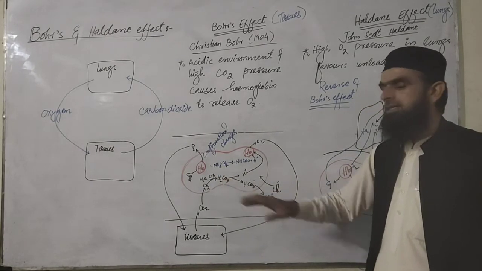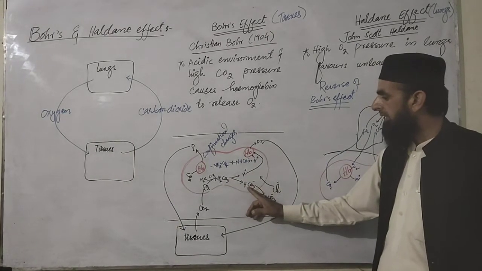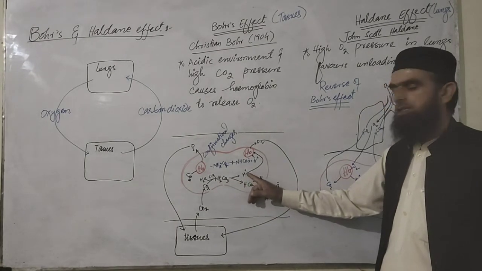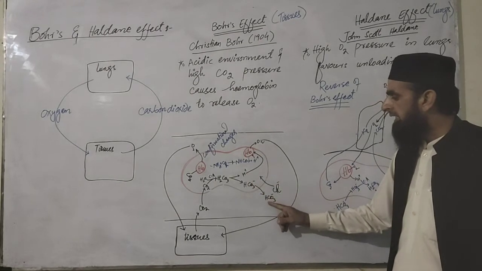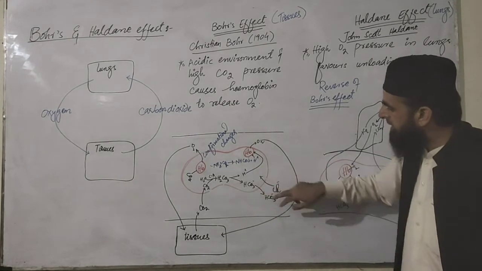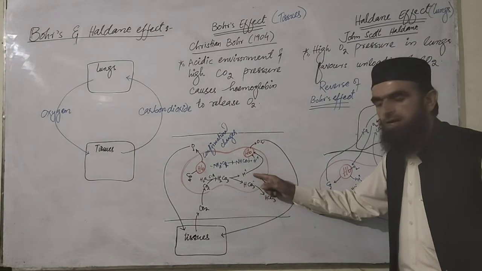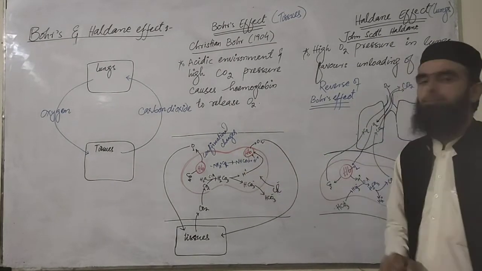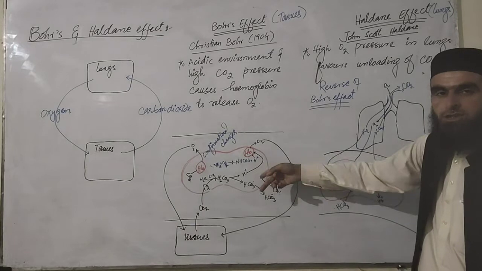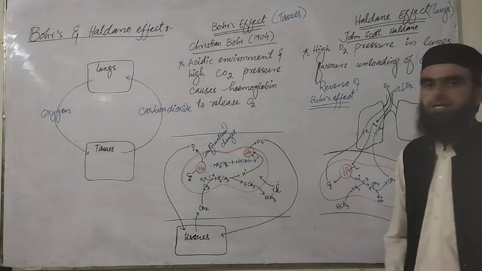This carbonic acid is an acid in aqueous form. It splits to produce an ion, HCO3, bicarbonate ion, and a proton is produced. This bicarbonate ion is released, comes out of the RBC in exchange for chloride. It comes out and a chloride ion comes into the RBC. That has been discussed in the previous topic: a chloride shift is caused, and because of that bicarbonate is released and chloride is taken in.